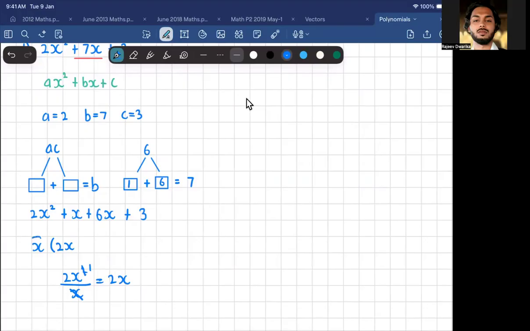Similarly, if you multiply x by 2x, what are you going to get back? 2x squared. 2x squared, right? You need to get back the expression that you are factorizing, right?